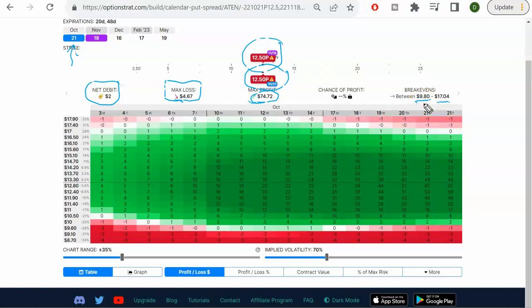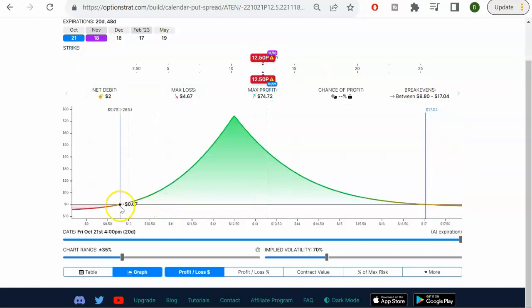So I like this trade. Let's take another look at this. It's a winner as long as it stays between these 2 points, 17.04 and 9.80. And here's our 12.50. And that's where you make the most amount of money. So if it hangs around where it's at now, you'll take in the most money. But if it stays in between those 2 points, you'll make something for a $2 investment or $5 risk. I do like these apples.